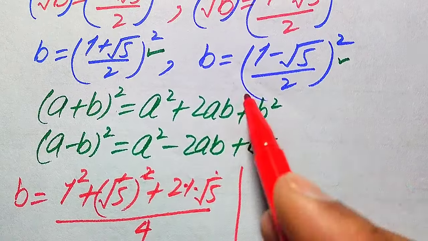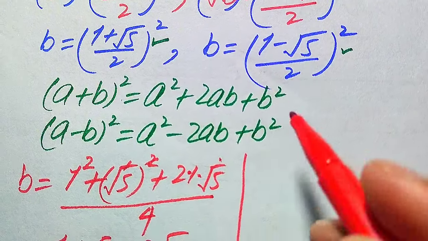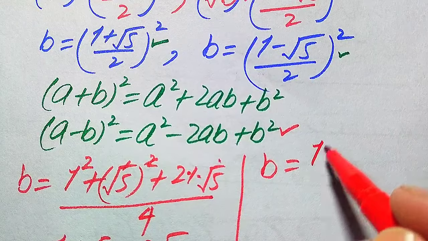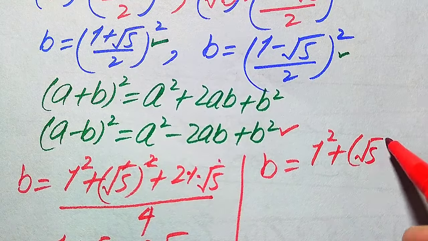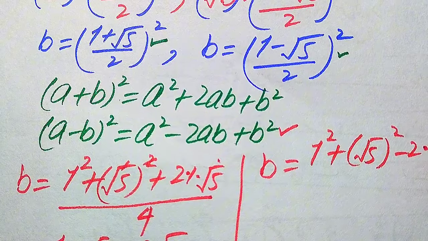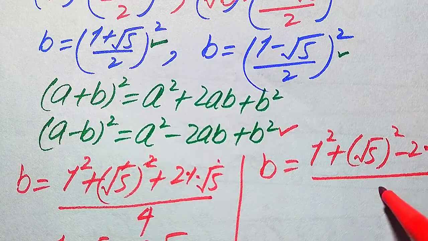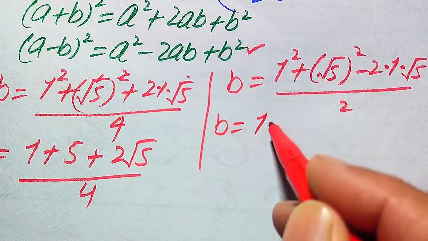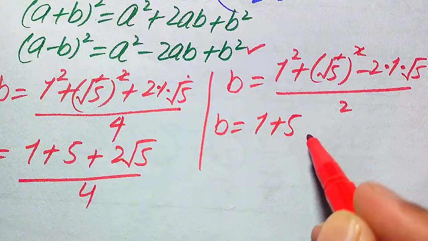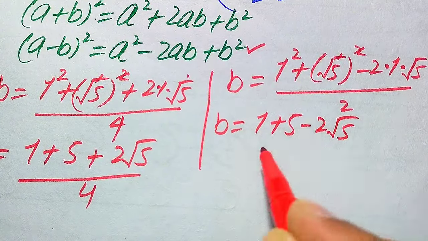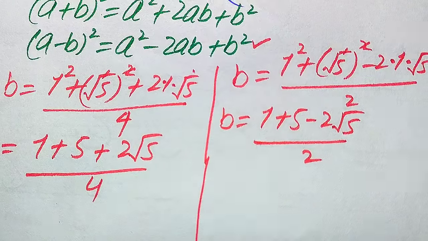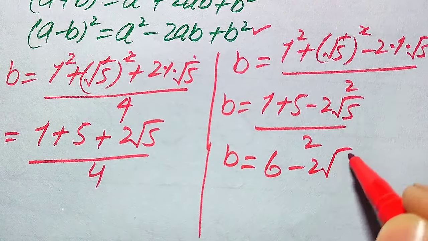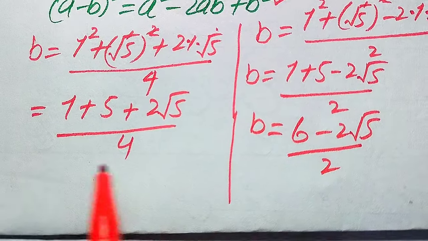And in the same way we first simplify the second case, and here we have b equals, we apply the second formula to the numerator term, and it will be written as 1 square plus square root of 5 square minus 2 times 1 into square root of 5 divided by 2. So here we need more simplifications, and it will be written as b equals 1 plus, the 2 and square root are gone, 5 minus 2 times square root of 5 divided by 2. And now we get b equals 1 plus 5 becomes 6 minus 2 times square root of 5 divided by 2.